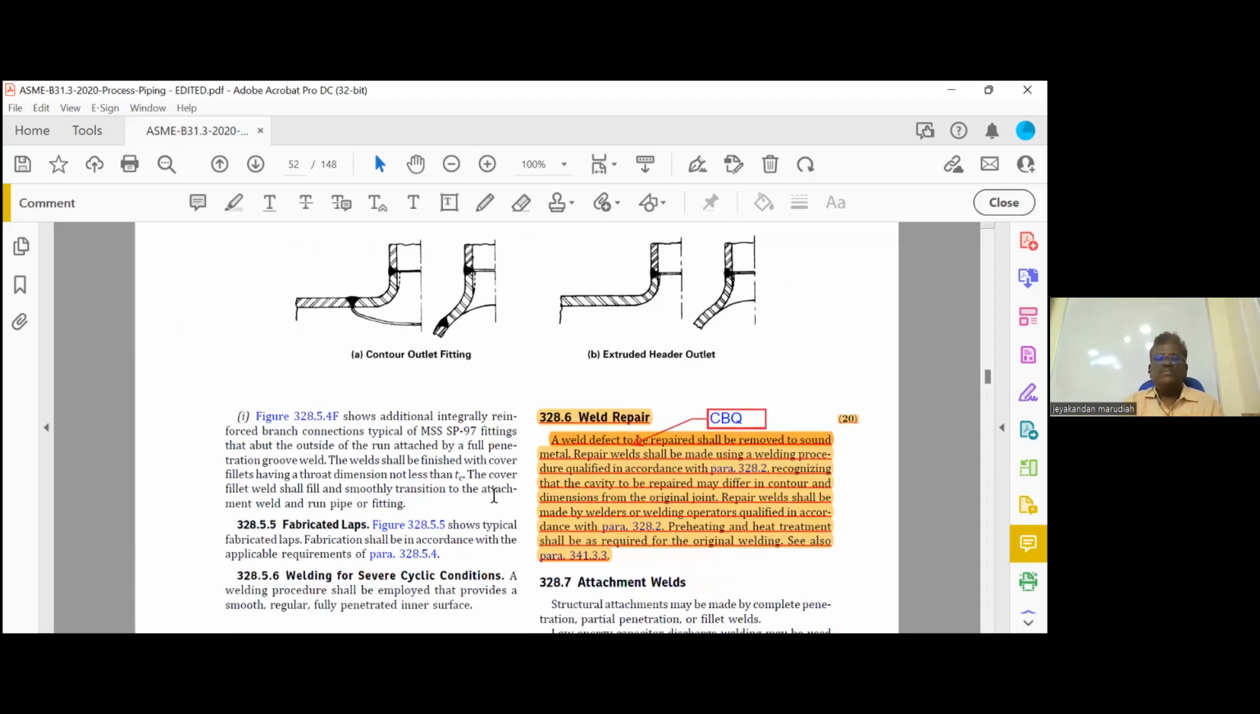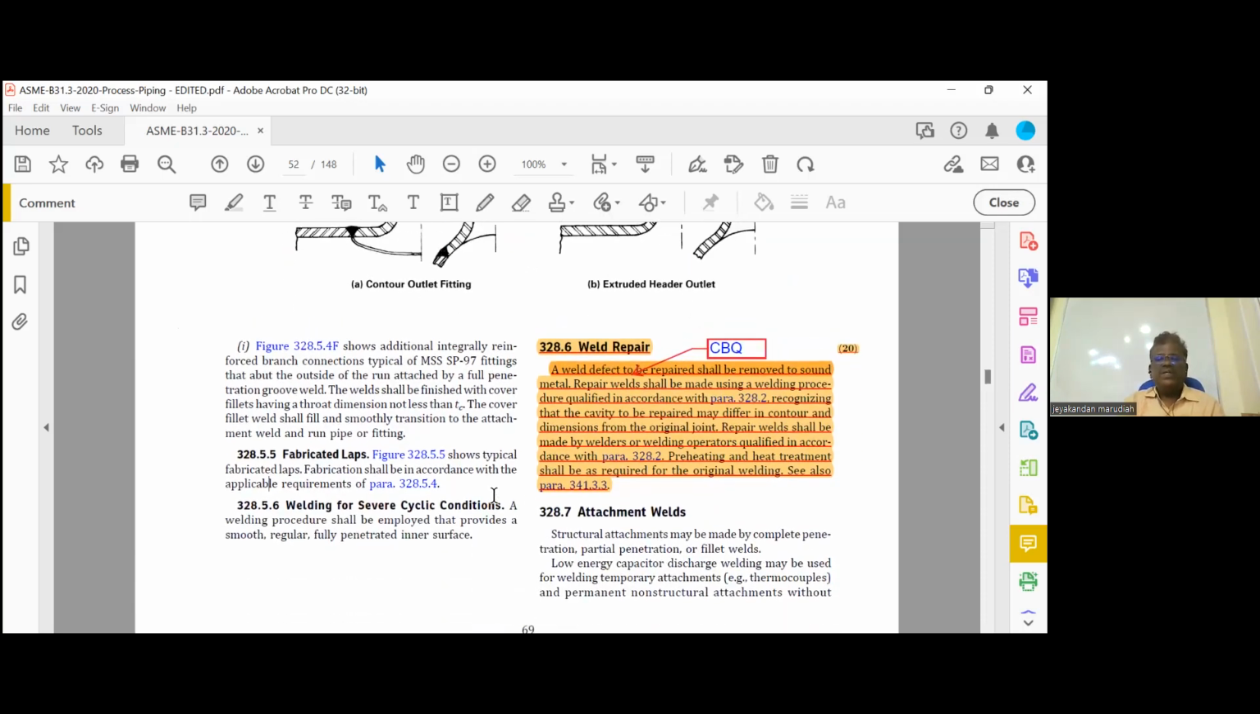Then weld repair. Page number 69. Now, how will we weld repair? It is covered in 577 also. See, if you take radiography and there is a defect, who will mark the area for repairs? Inspector. It is the inspector's responsibility to mark the area for repair. Who will do the repair? It is actually the welder who should do the repair.